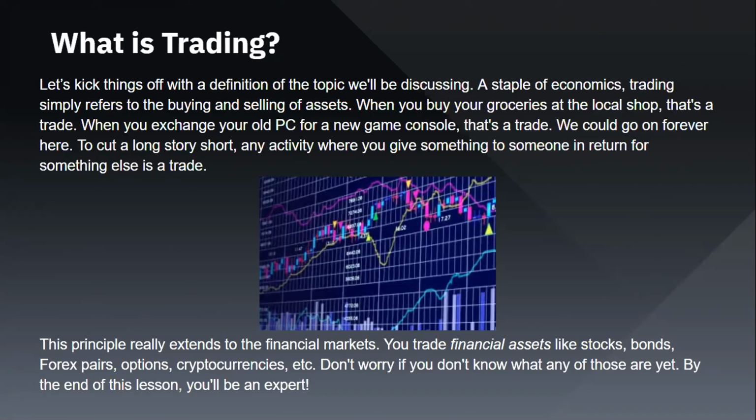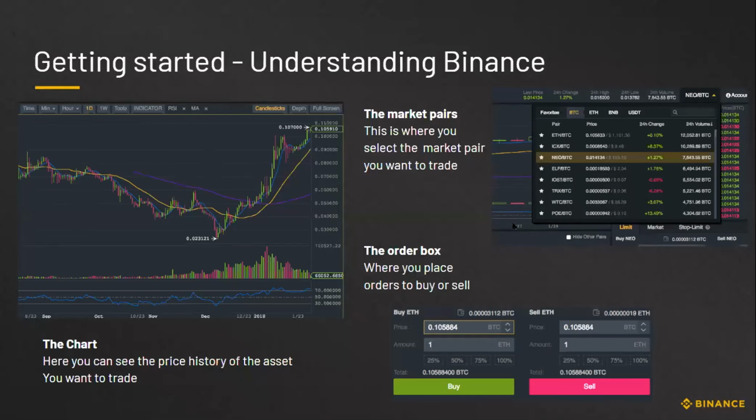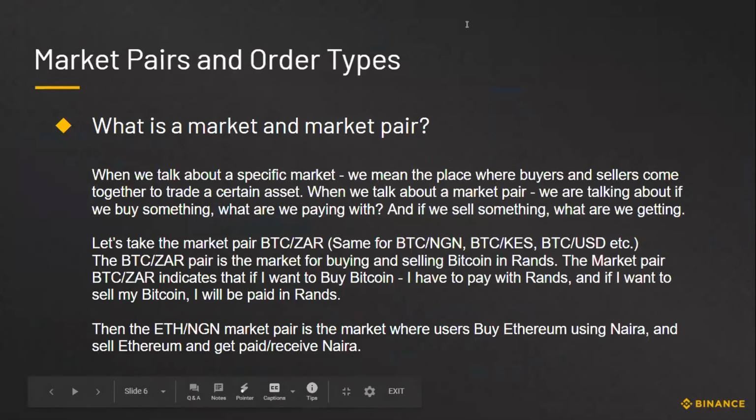So when you see things like BTC NGN, it's a trading pair. It means I can use BTC to buy Naira, and I can also use Naira to buy BTC. When you see trading pairs like BNB BTC, I can use BTC to buy BNB and use BNB to buy BTC. When you get on the Binance exchange, you're going to see market pairs, an order box, and the charts. Let me take you there.